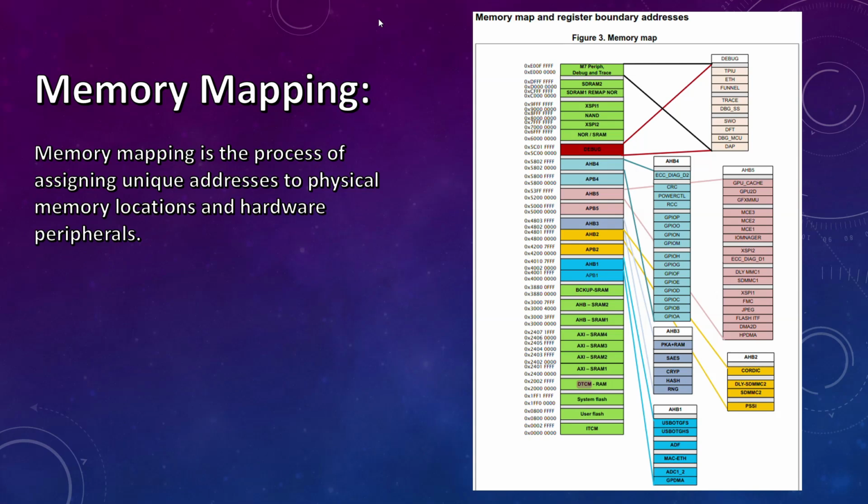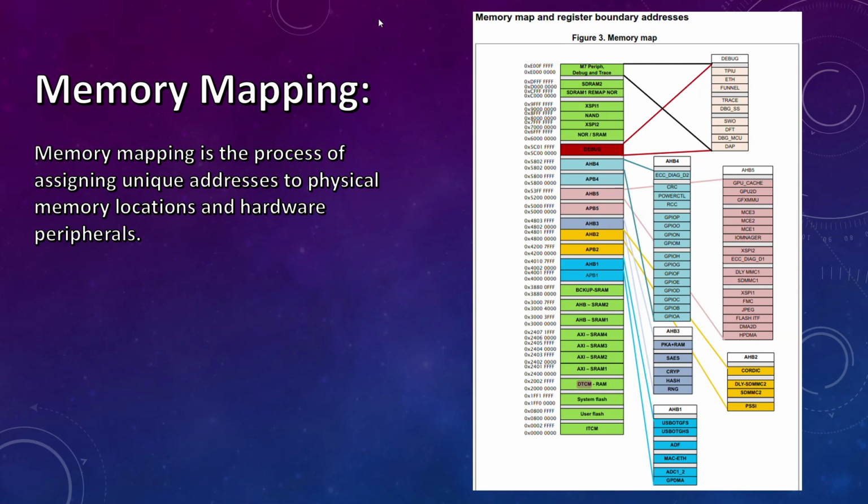Now, here is an important question. How does the CPU know where the flash is? How does it know where RAM is? And also, how does it know where the GPIO registers are? I mean where the input and output pins are.